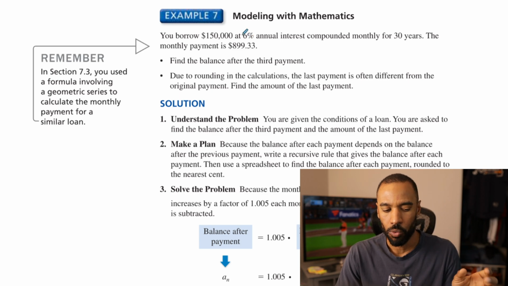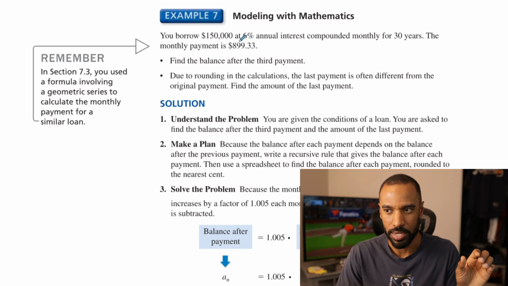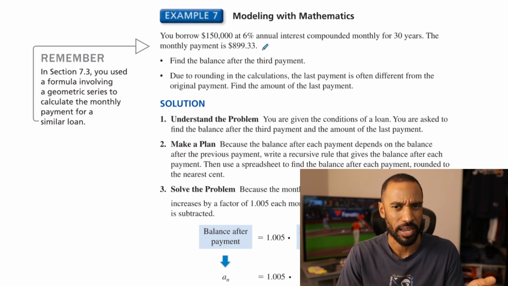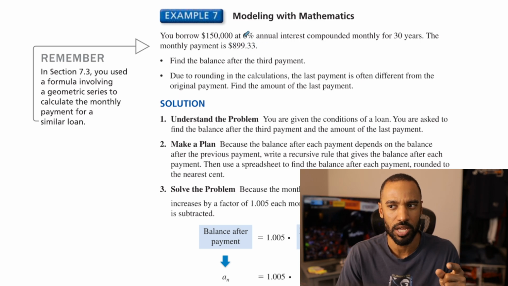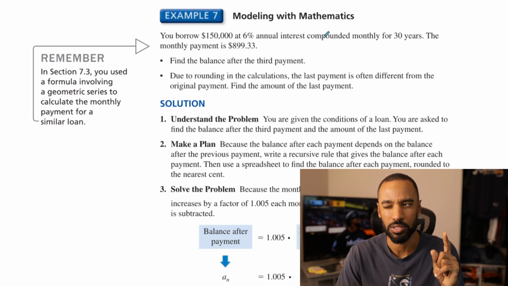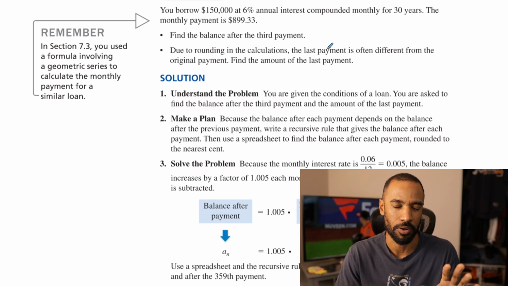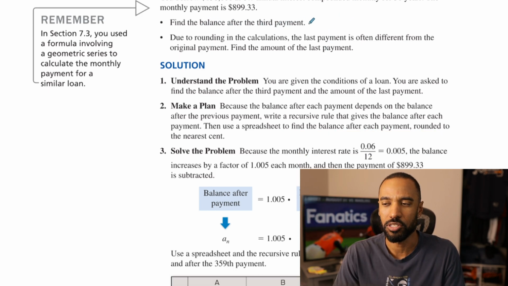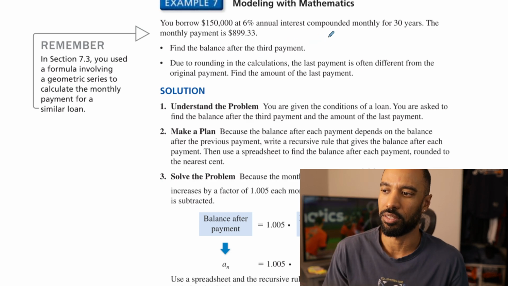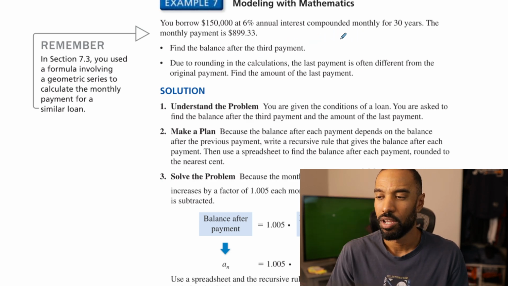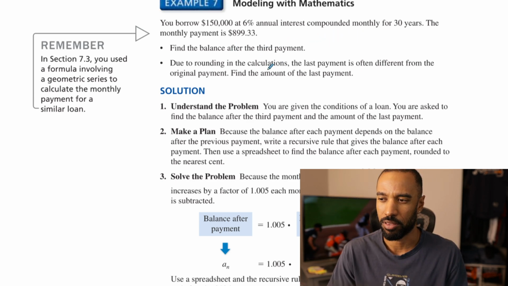So I think our rule is going to be on a monthly basis. That way, if it's a payment, we're subtracting it. So I guess we'll have to take this away each time as we add this interest. Okay, I'm going to look at their equation, see what they do, and do it. Find the balance after the third payment. Due to rounding in the calculations, the last payment is often different from the original payment. Find the amount of the last payment.